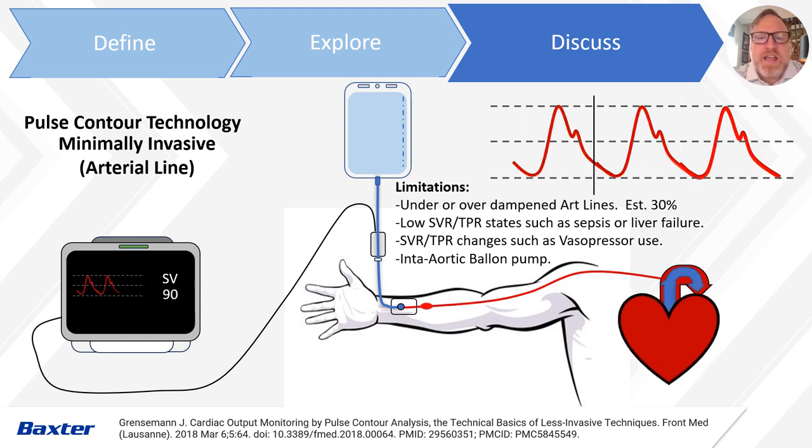Over or under dampened art lines: it's estimated almost 30% of art lines out there are over or under dampened. So this really affects accuracy. Low SVR, TPR states such as sepsis or liver failure, we have to be really careful with that. It really does skew the numbers. SVR, TPR changes such as in vasopressor use.